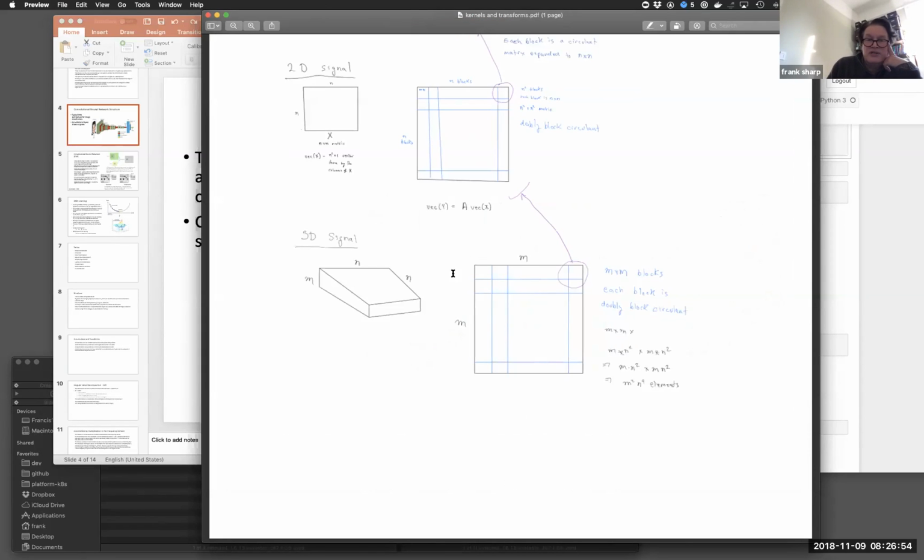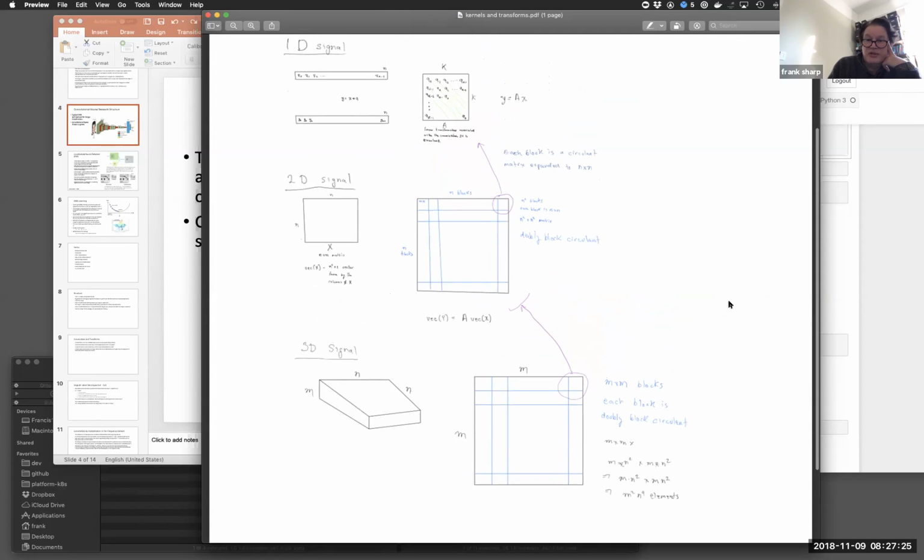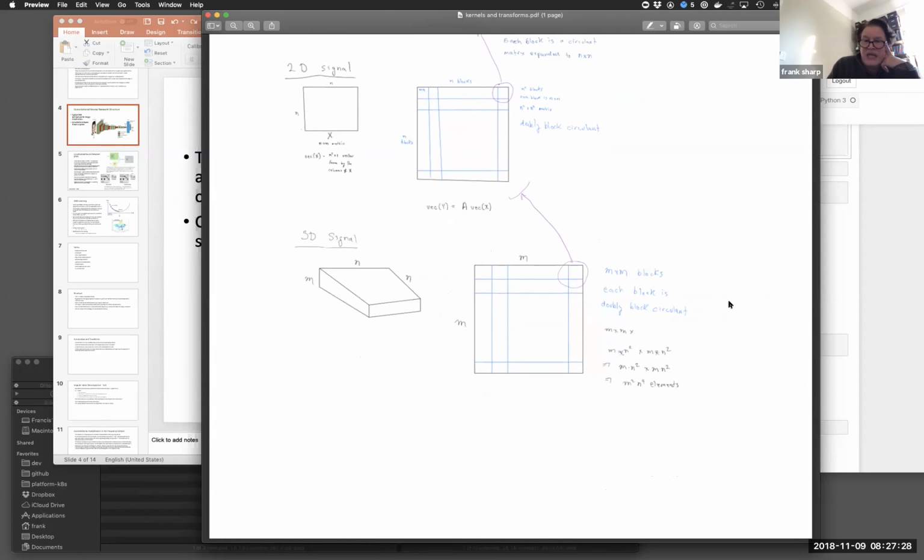But finally, what does the linear transformation associated with this 3D convolution look like? Well, it has m by m blocks. That's the number of channels. And each one of those blocks looks like a two-dimensional doubly block circulant. And then, of course, those have the structure of the one dimension. I've done a little bit of algebra here, and you can see that it really adds up. The number of elements in this matrix is, I believe, m squared n to the 4th.